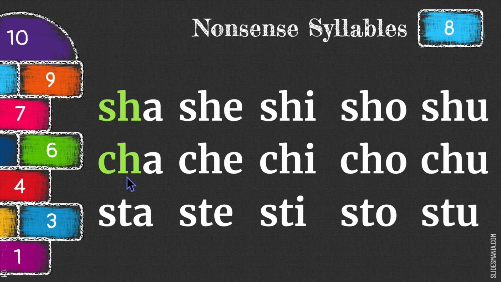CH has 3 sounds: ch in most words, k in words like school that have a Greek root, and sh in words like chef that have a French root. Since ch is the most common, let's do these nonsense syllables using the first sound. Che, chi, chai, cho, chew, or chew. Stay, stee, sty, stow, stew, or stew.